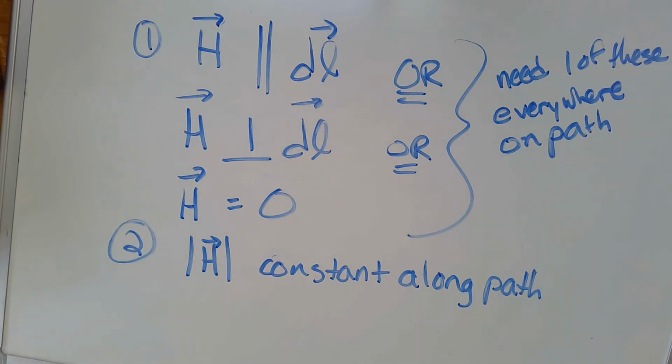Otherwise, when we try to do the integral along the path, we will be integrating an unknown variable that is changing, so we won't be able to extract the magnitude of the magnetic field out of that integral, which is the entire point of doing the integral in the first place. So this one really needs to be true, otherwise we can't do it.